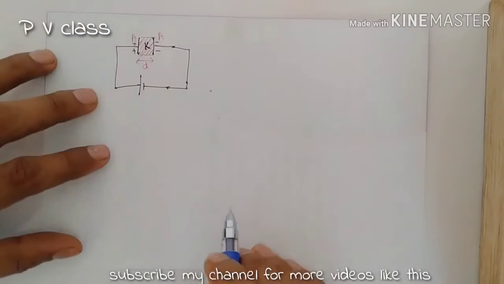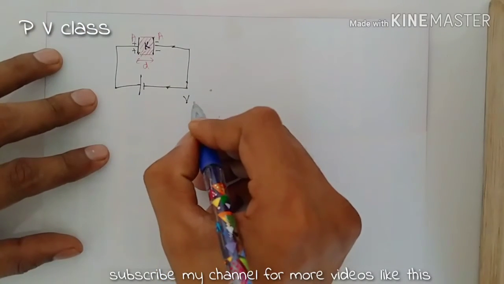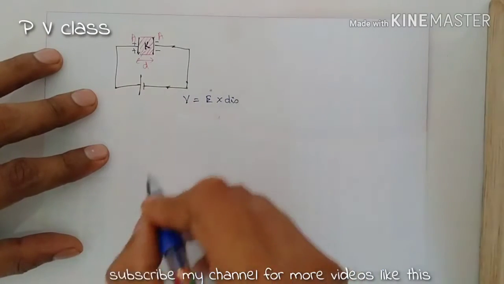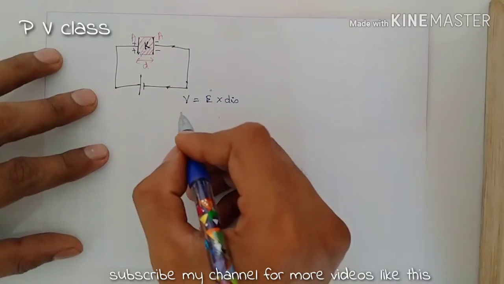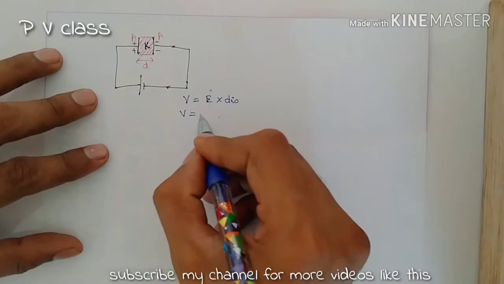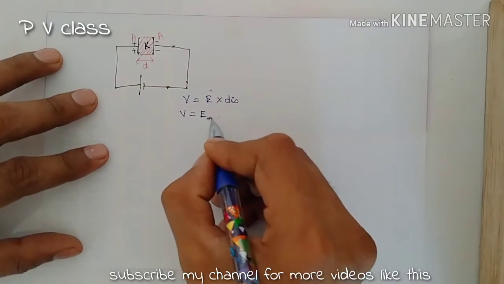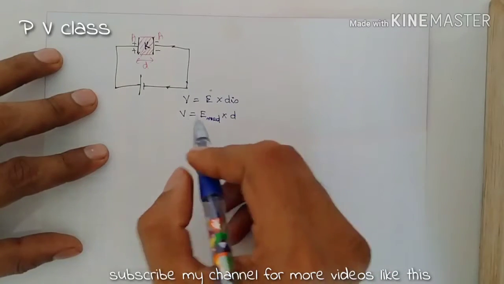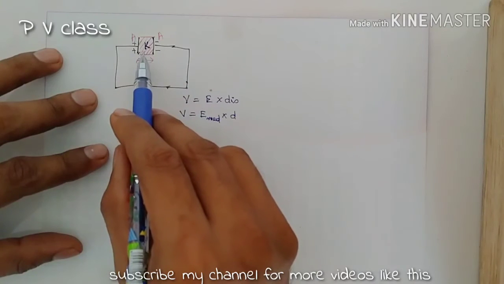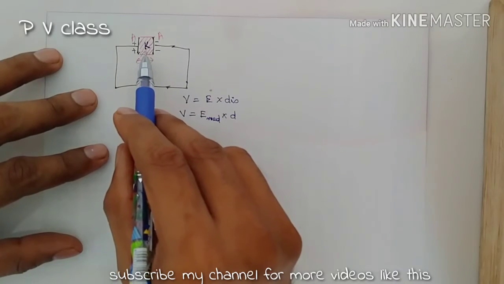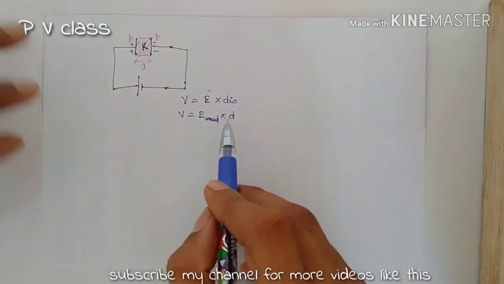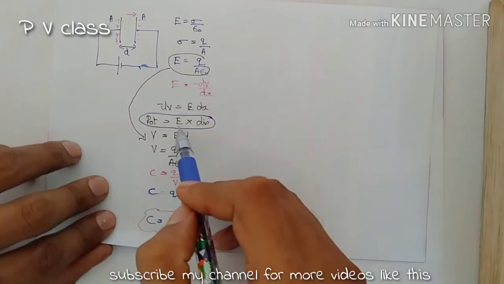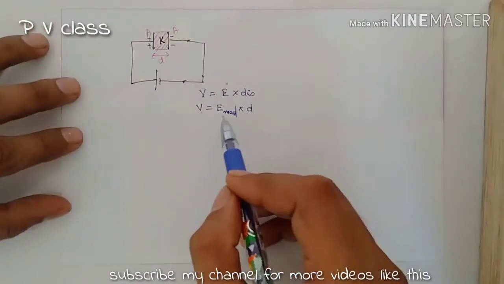That is, potential developed will be electric field intensity into distance of separation, and I will write this as V is equal to E medium into D. In this case the electric field intensity is the electric field intensity inside a medium, but in the previous case this was electric field intensity in air.